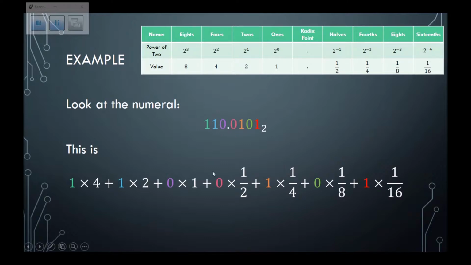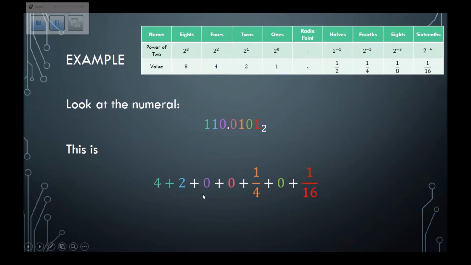So I have 0 halves, because there's a 0 in the halves place. I have 1 quarter, because there's a 1 in the 4th place. I have 0 eighths, because there's a 0 in the 8th place. And I have 1 16th, because there's a 1 over here in this 16th place. Now I just need to simplify this. This is 4 plus 2 plus 0 plus 0 plus a 4th plus 0 plus a 16th. That's 6 and 5/16ths, or 6.3125, or 6 and 3,125 10,000ths.